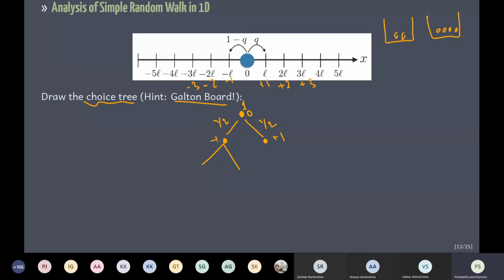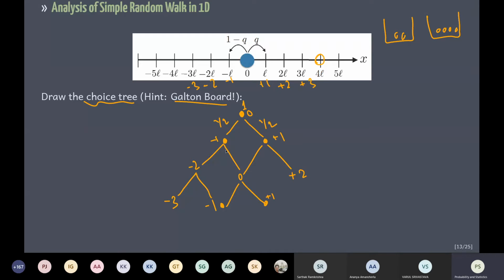From -1 he can go to -2, or he can go to 0. From +1 he can go to 0, or he can go to +2, and so on. So the probability that he will be at some place, let us say +4, you can calculate from here. Although this is a random walk problem, the decision tree we are building looks very similar to the Galton board example.